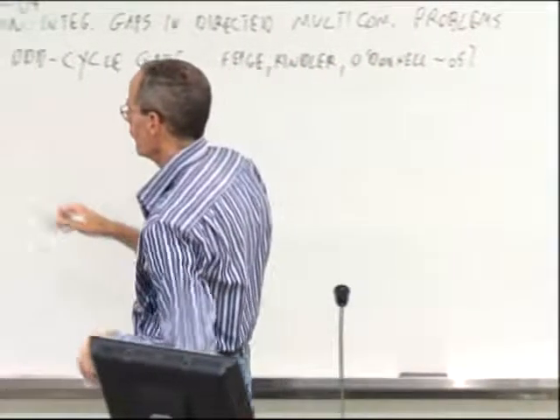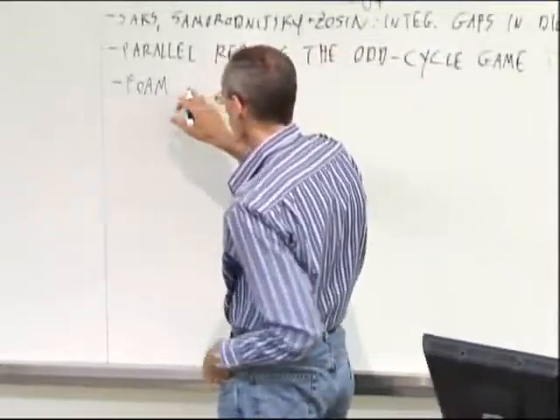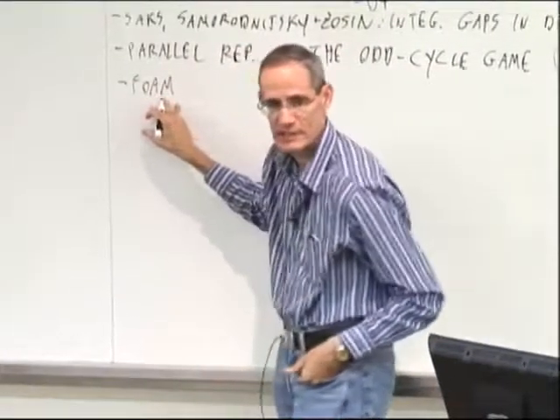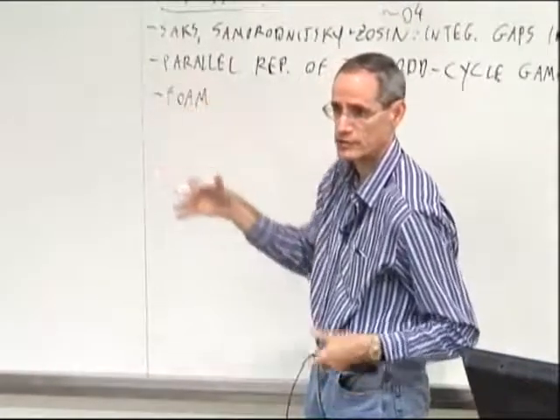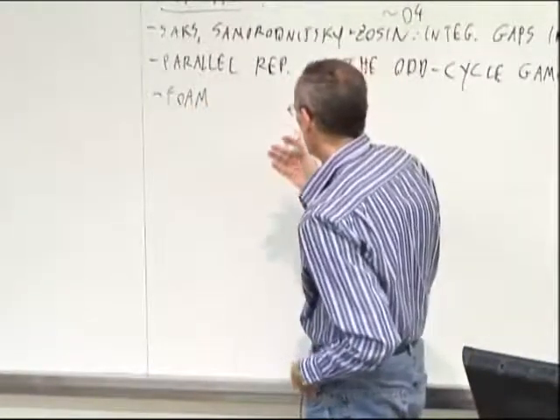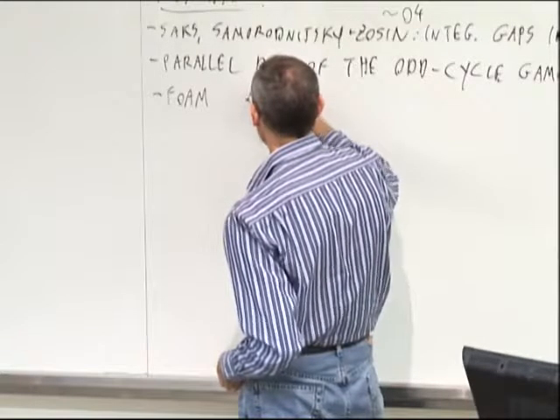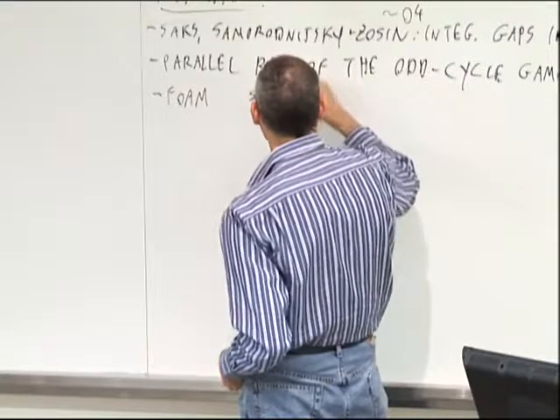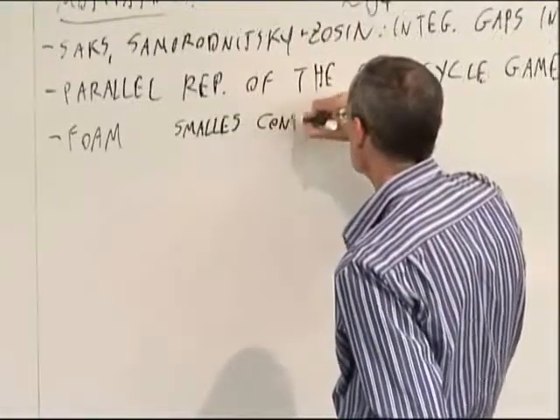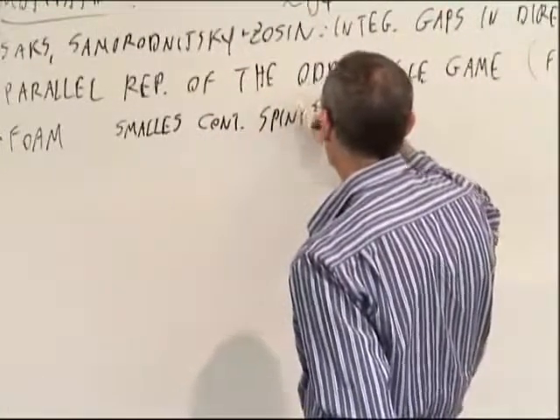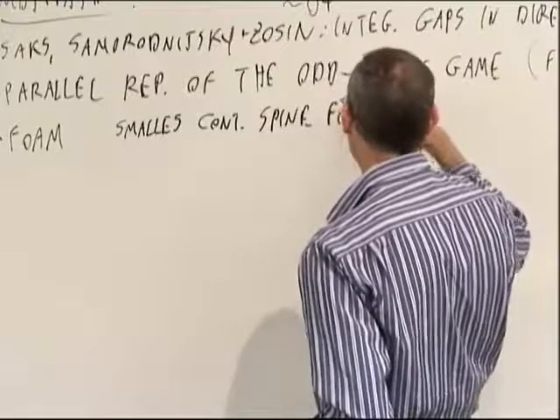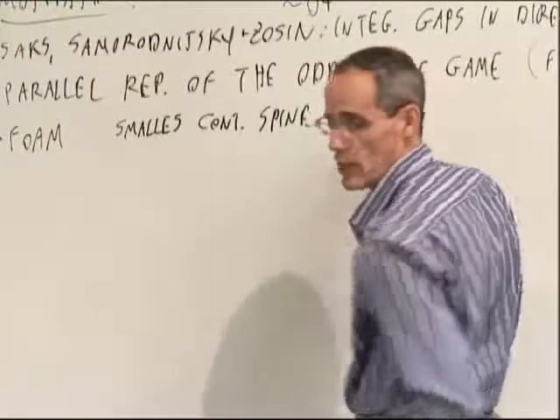Okay, so foam. Let's look just to explain what this means. This has to do with soap bubbles. Let's look at the best spine, or smallest continuous spine, for d equals 2. That's the only one that is known.